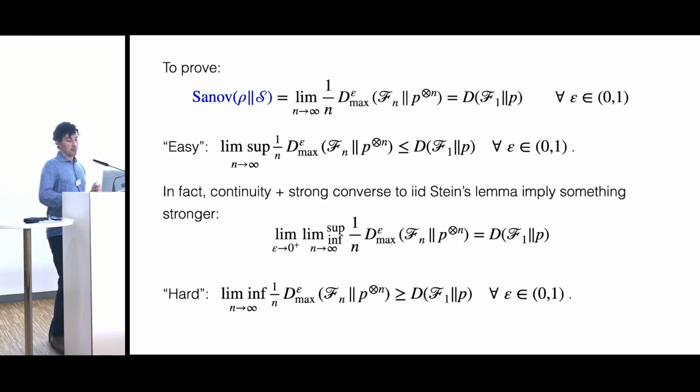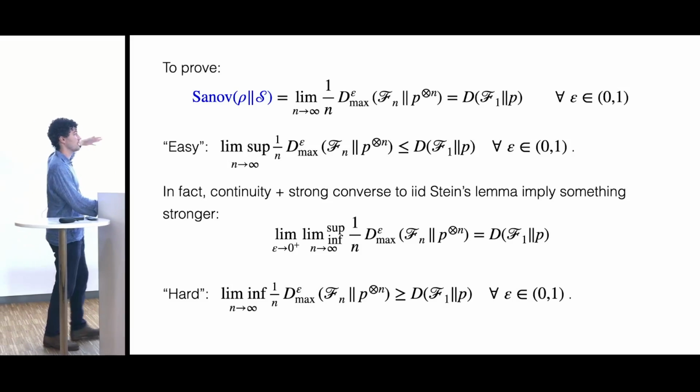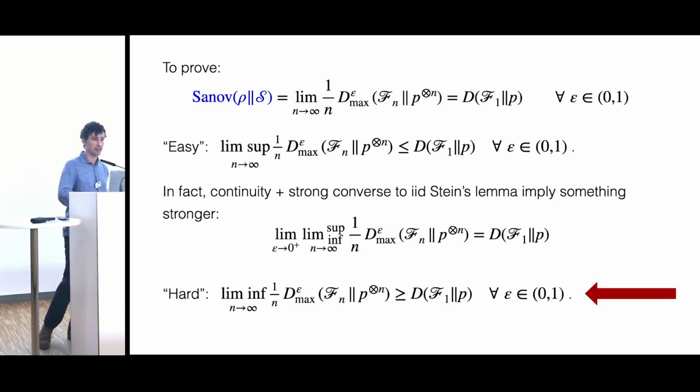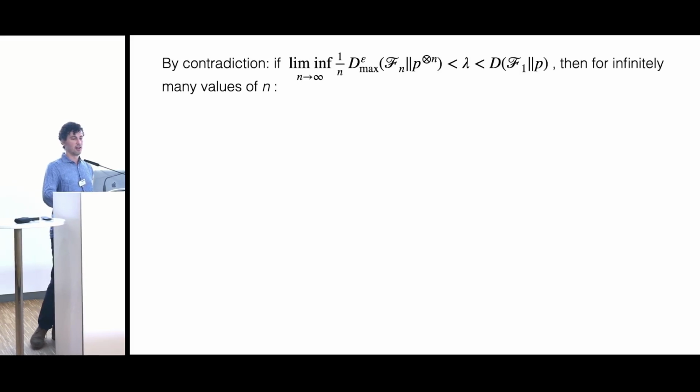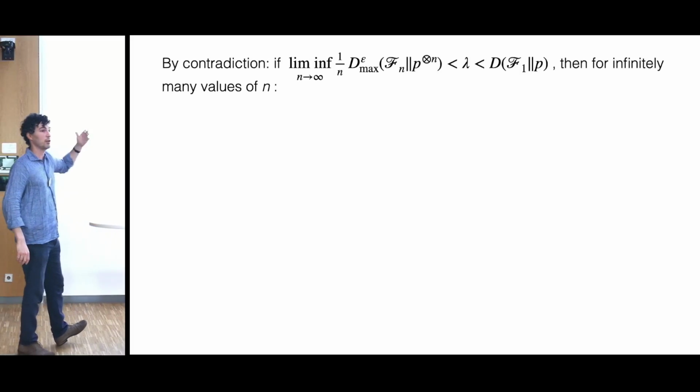But the hard part is the achievability. So again, proving that the smoothed Dmax doesn't go down. And this is exactly what I want to explain. So again, by contradiction. Let's say that the smoothed max relative entropy goes down asymptotically.